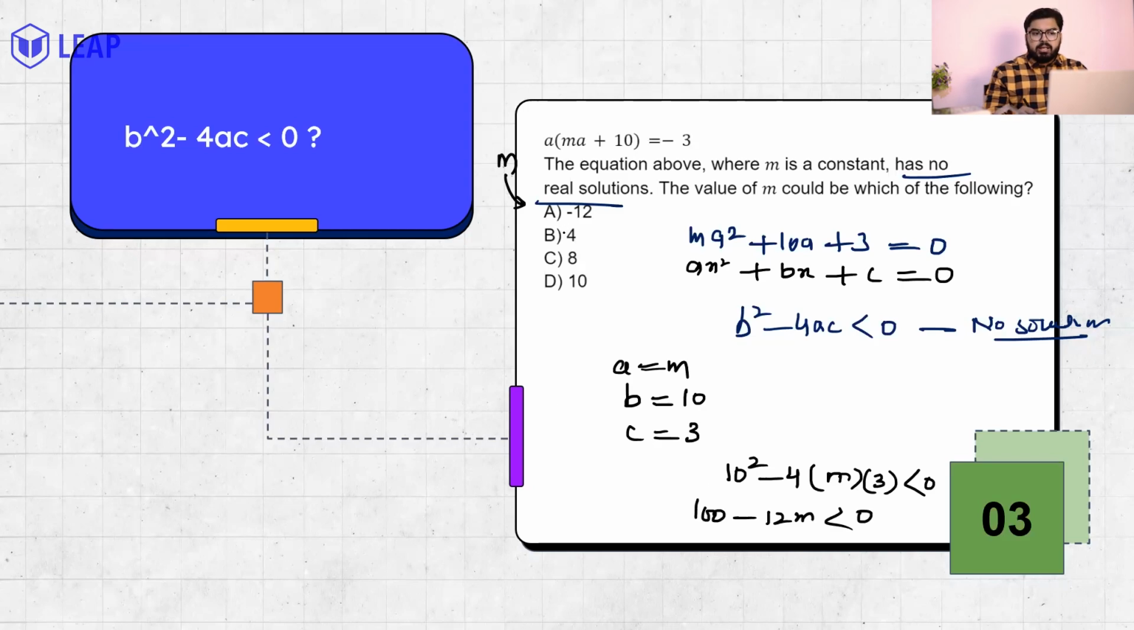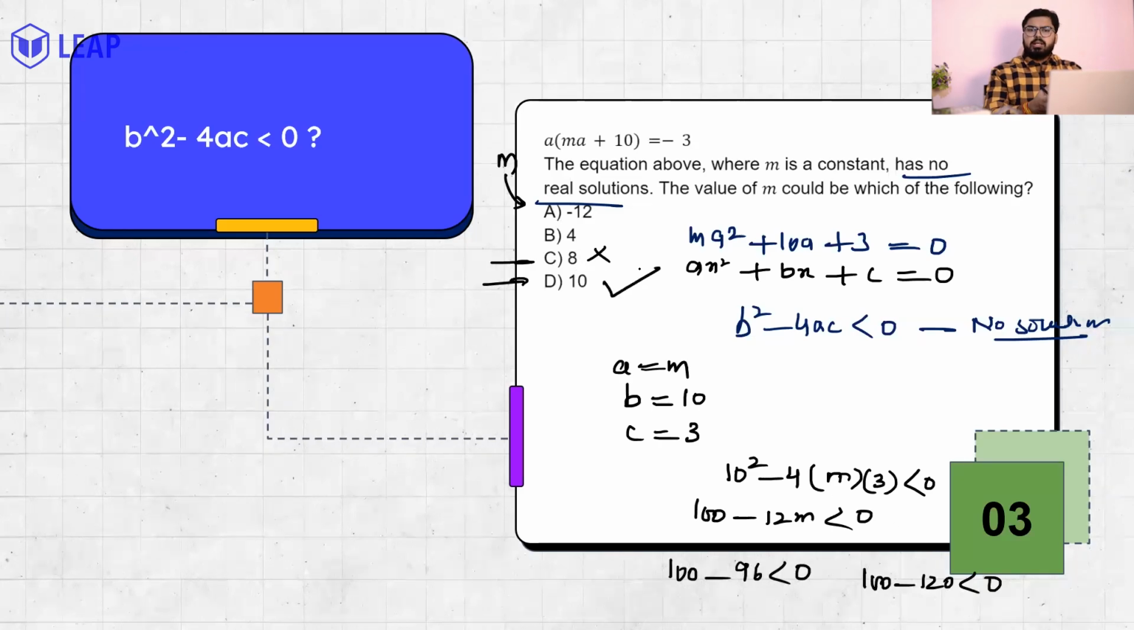So if you take m to be, let's say, 8. These are the values of m in the options. It's going to be 100 minus 12 into 8, which is 96. Is it less than 0? No. If you take m to be 10, it's going to be 100 minus 12 into 10, which is 120. 100 minus 120 is minus 20, which is less than 0. This is the correct answer.